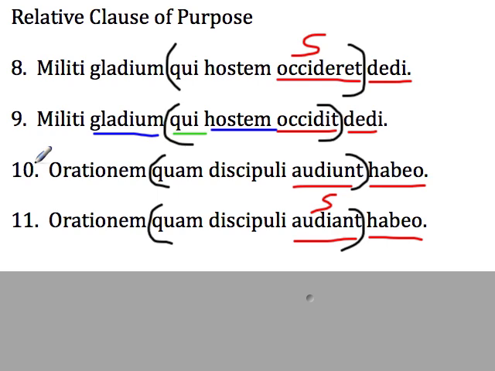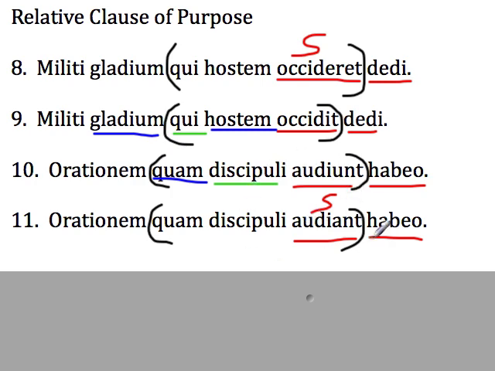Number 10. Let's look at it here. We've got quam discipuli audiunt as our relative clause. We've got habeo orationem as our main clause. Habeo orationem means I have a speech or I give a speech. I am giving a speech. Then we have quam, which is accusative, and discipuli is nominative in our relative clause. So I give a speech which the students hear. Okay, so I'm giving a speech and the students are hearing it. That's what this sentence means, basically.